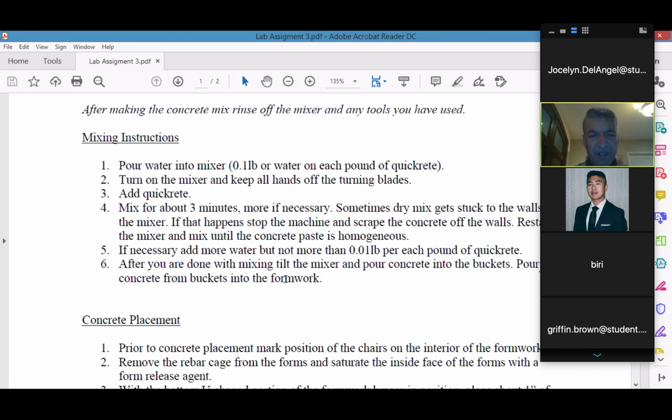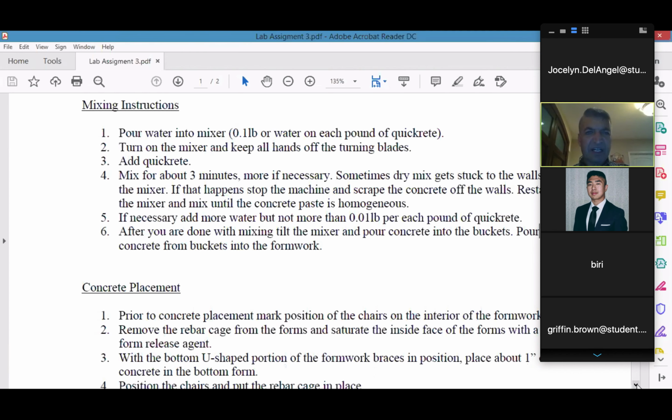After you are done with mixing, tilt the mixer and pour the concrete into the bucket. So when we're done, the mixer can be tilted to its side and you empty into a bucket. And then pour the concrete from the bucket into the formwork. Then we can use the spatulas and all that to take it from the bucket into the cylinders as well as the concrete form, the beam form. Okay, that's what we would have done.